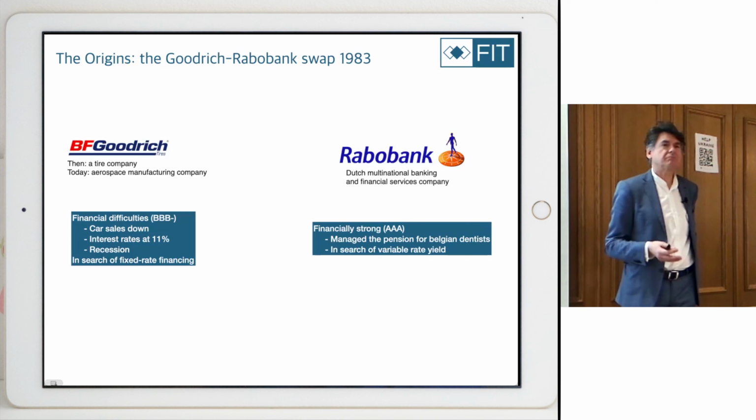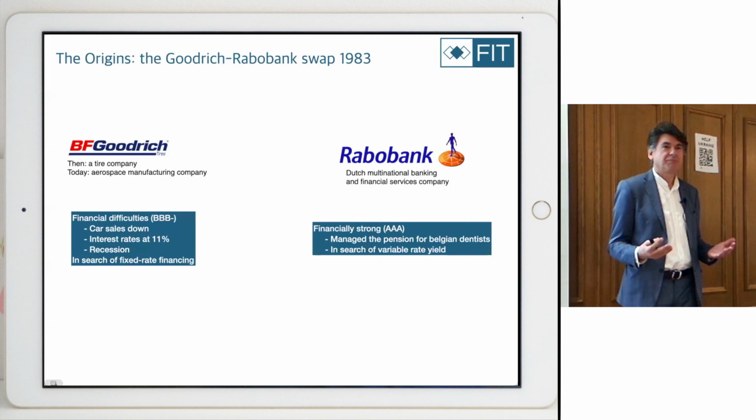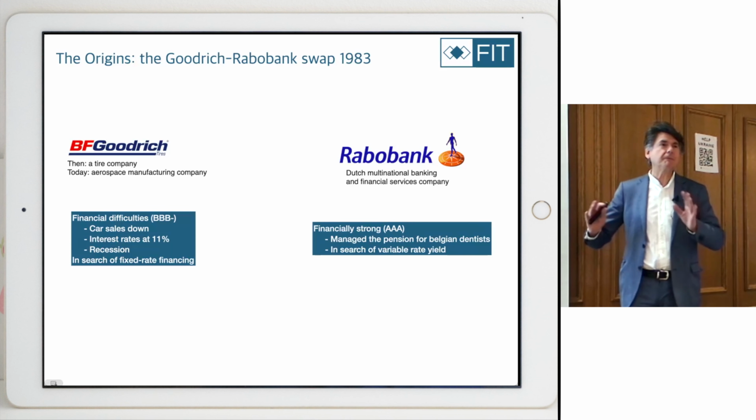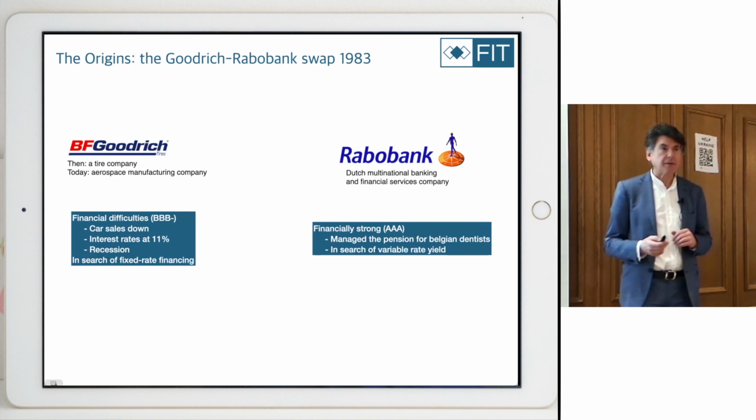And what's the risk when you retire? It is that your contributions now become worthless because of inflation. So if rates are high, you need to have higher returns. But if rates are low, that's okay. You can have lower returns, yes? So you're looking for variable rate exposure. That's the nature of a pension, right? Okay, so very different appetite for financing, B.F. Goodrich and Rabobank.